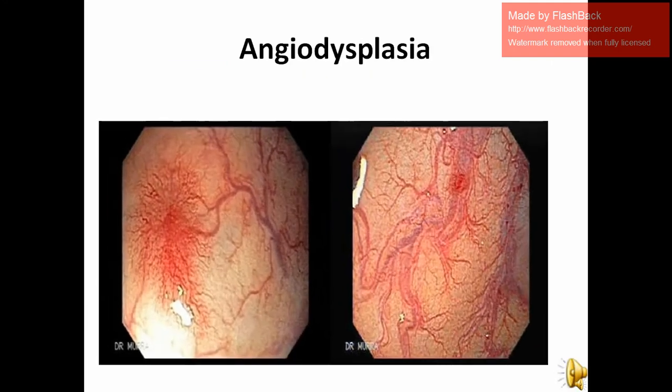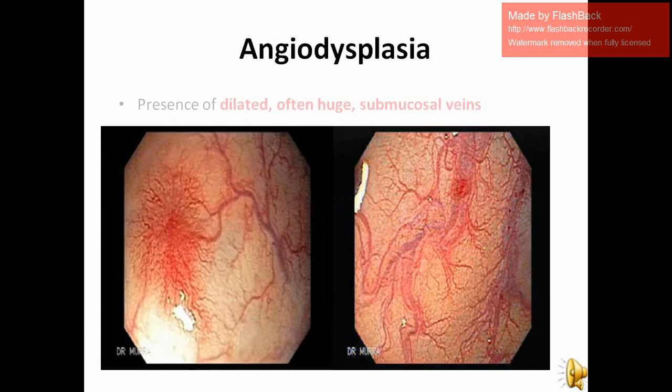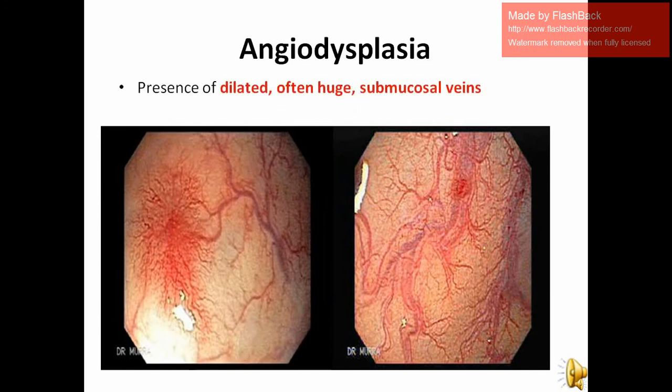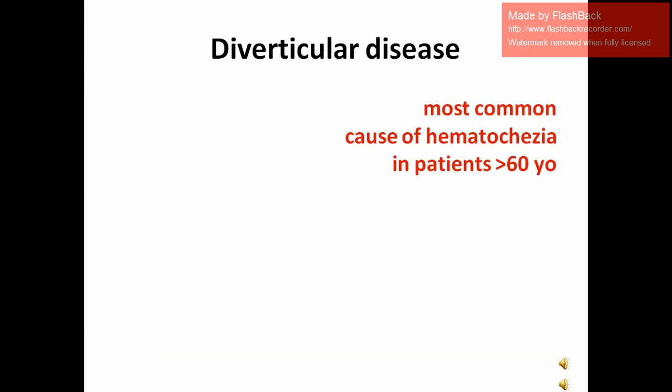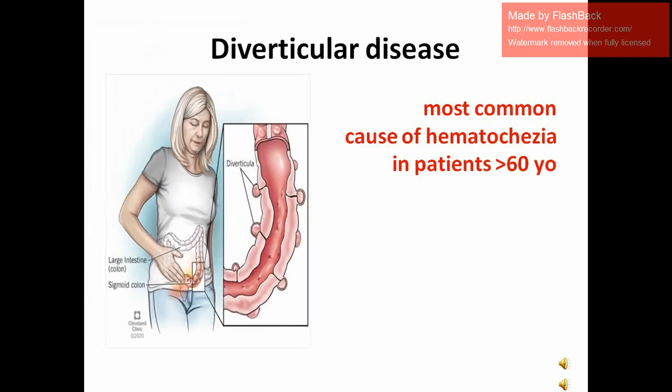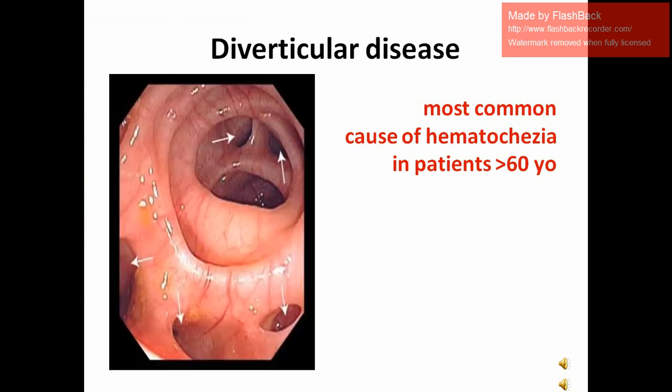The most consistent and apparently the earliest abnormality noted in all lesions of angiodysplasia was the presence of dilated, often huge submucosal veins. Some authors believe that the lesions were acquired, resulting from degenerative changes that accompany aging. Hemorrhage from colonic diverticulum is the most common cause of hematochezia in patients greater than 60 years old. It is most commonly seen in the right colon and cecum. The localization of diverticular bleeds should include colonoscopy, which is diagnostic and at the same time therapeutic.